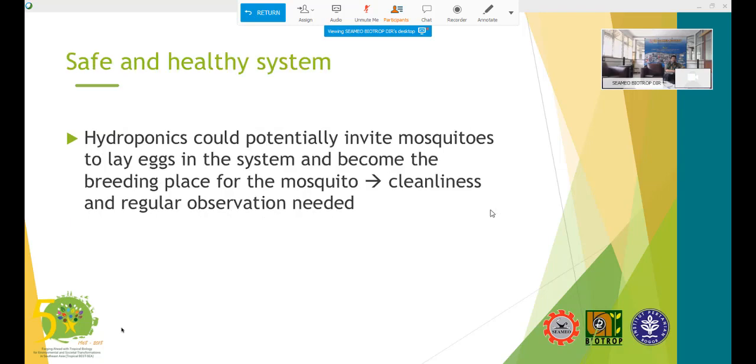Safe and healthy system. Hydroponics could potentially invite mosquitoes to lay eggs in the system and become a breeding place for the mosquitoes. So cleanliness and regular observation are needed.